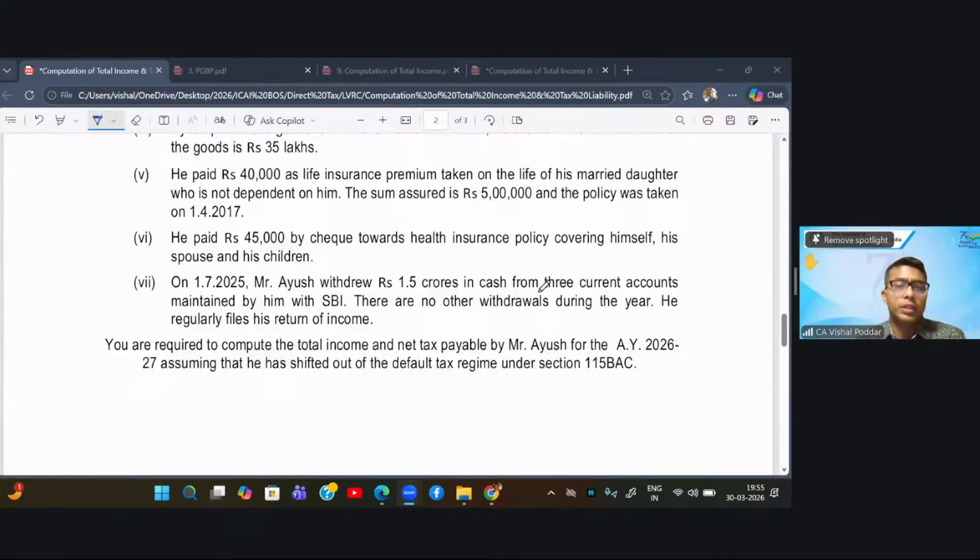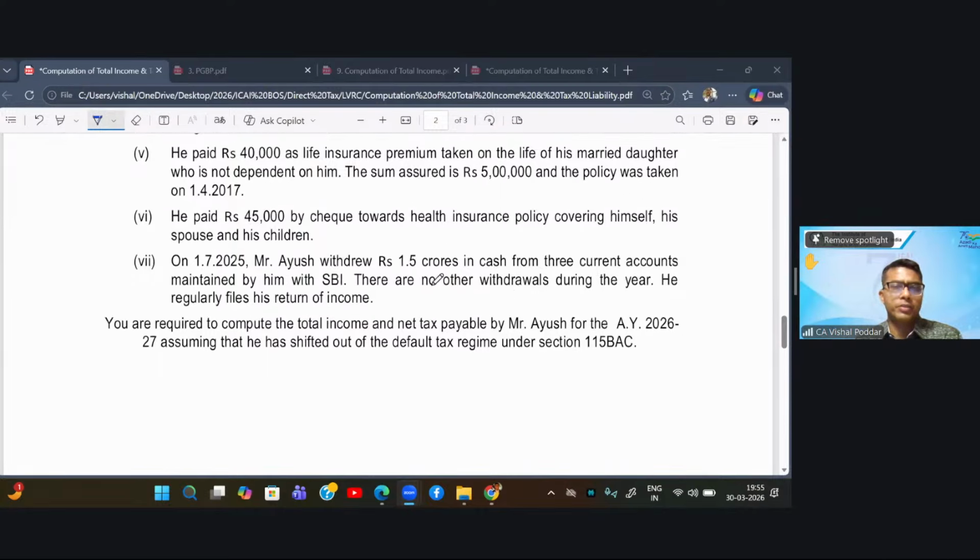And he withdrew 1.5 crore. So this is, if you remember, there is a limit of 1 crore for cash withdrawal in a year. If you exceed that, there is a TDS. So this point is relating to TDS.